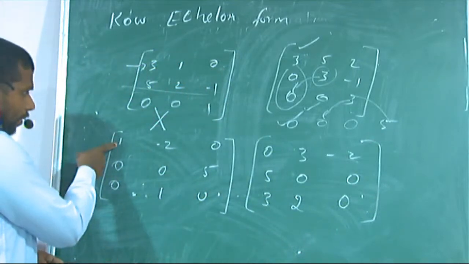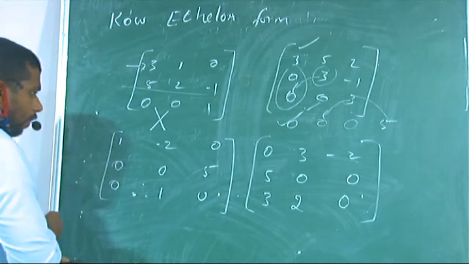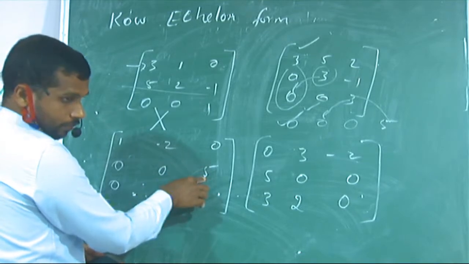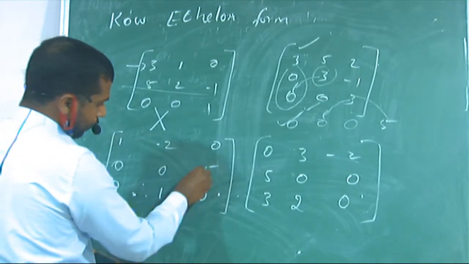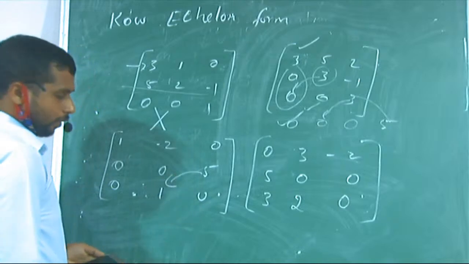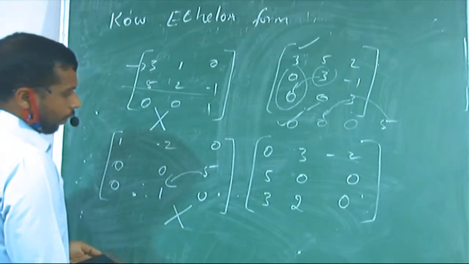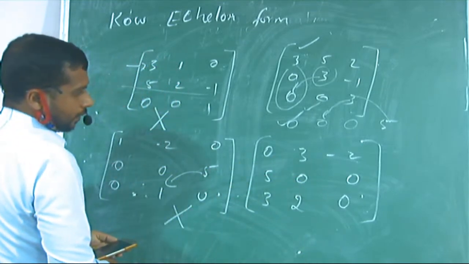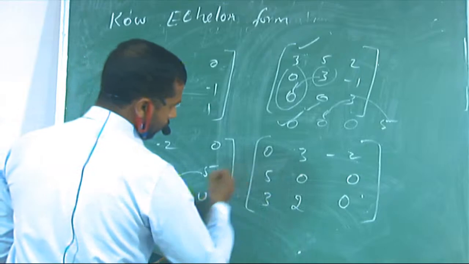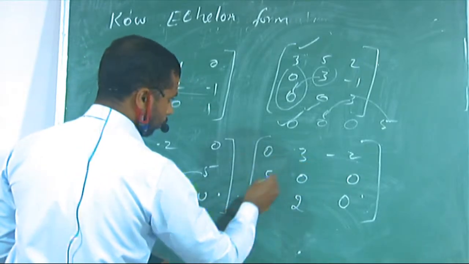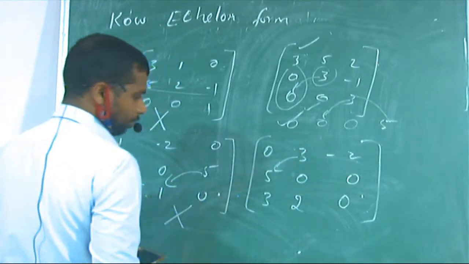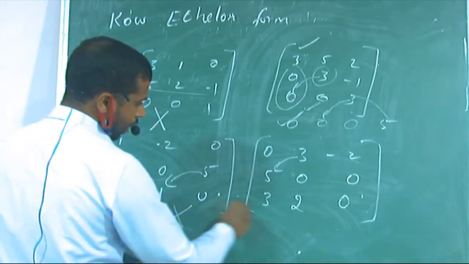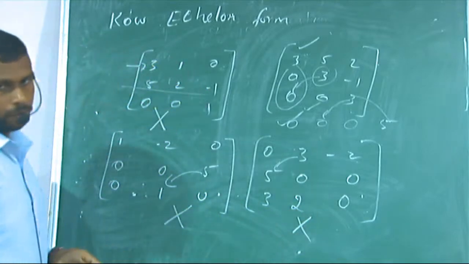So the first non-zero digit 1 is there. Under it the two terms are also 0. But listen my dear friends, the second row starts with non-zero digit 5. But on the left side definitely we have to show 0. So this is not in row echelon form. Then compare with the next 3 into 3 matrix set. You can compare it. The first non-zero digit 3 is there in the first row. But on the left side definitely we have to show 0 terms. Then only we can say this is row echelon form. This second one is also not a row echelon form.